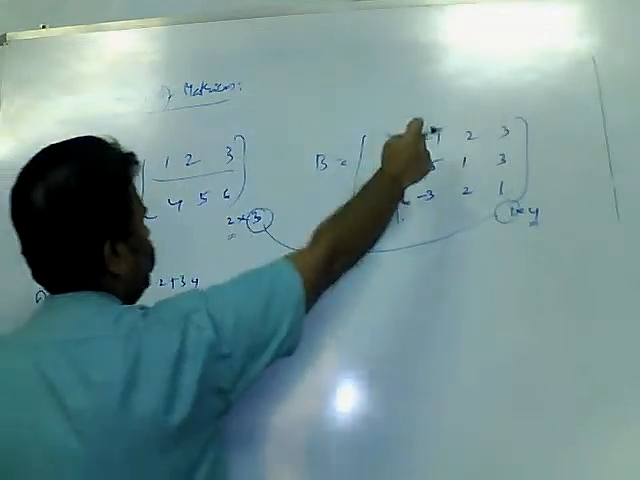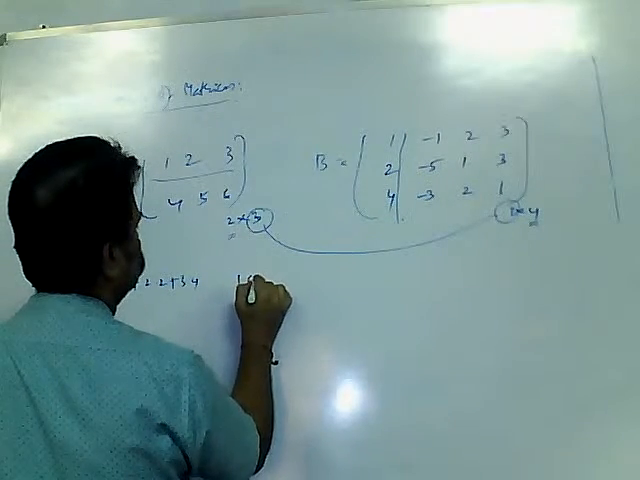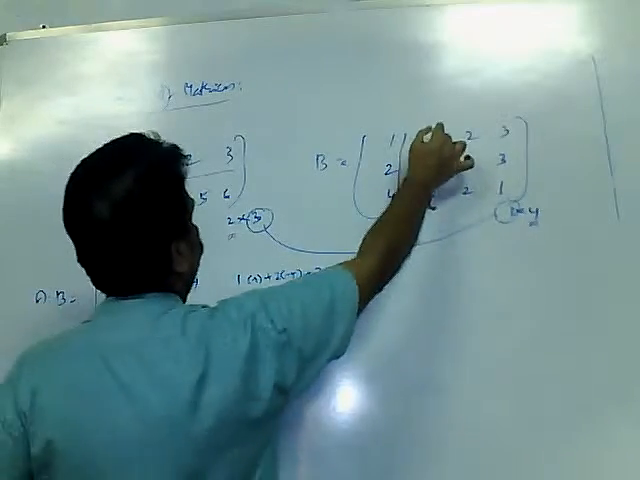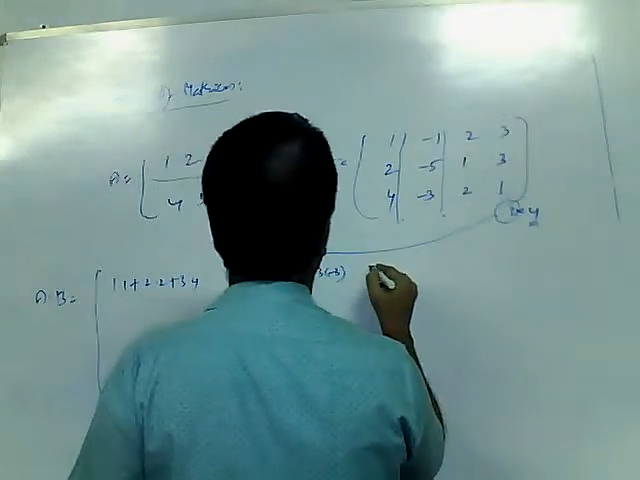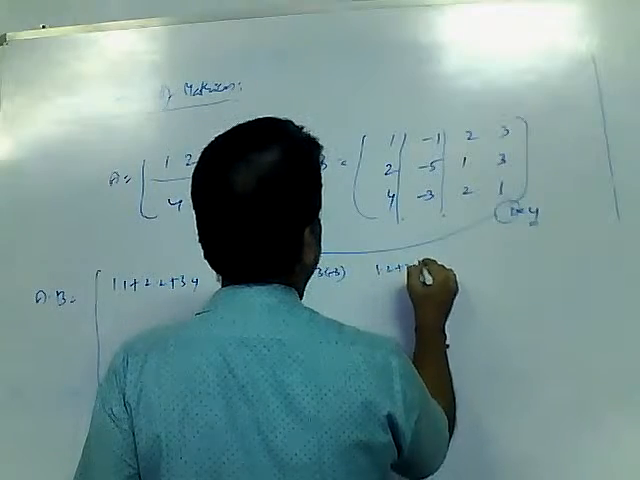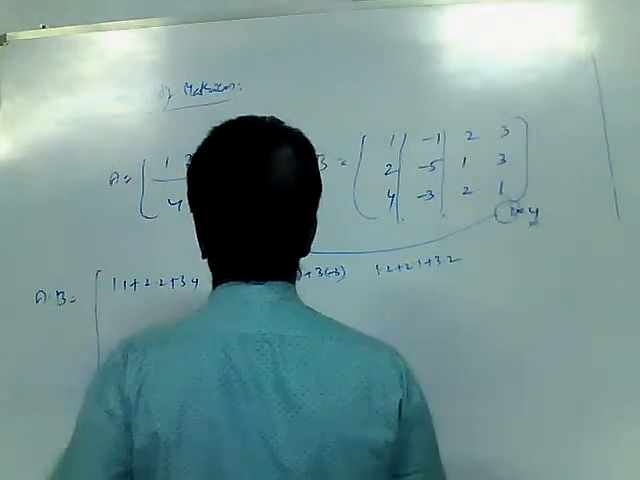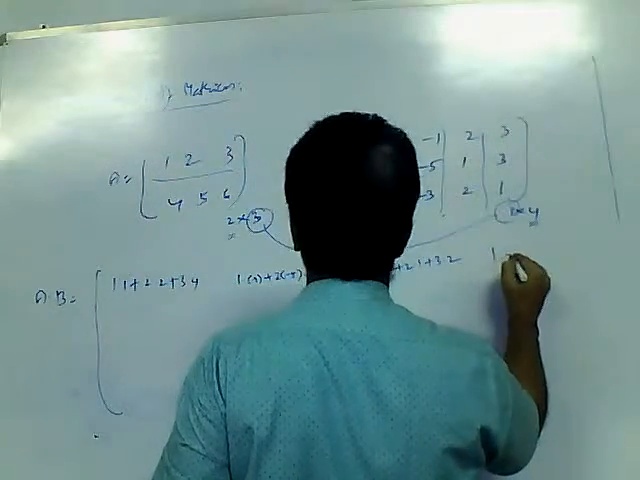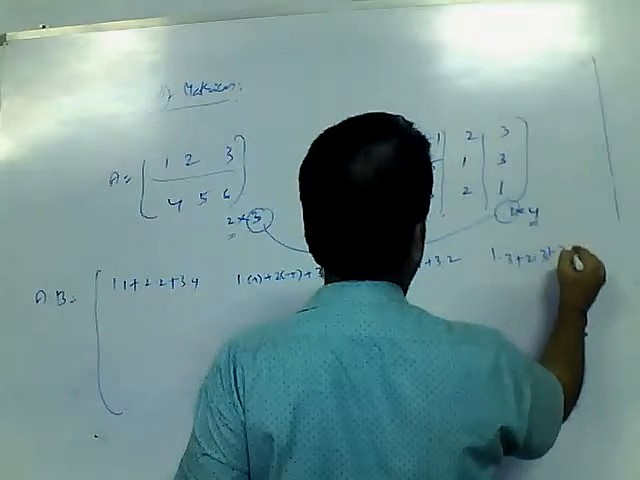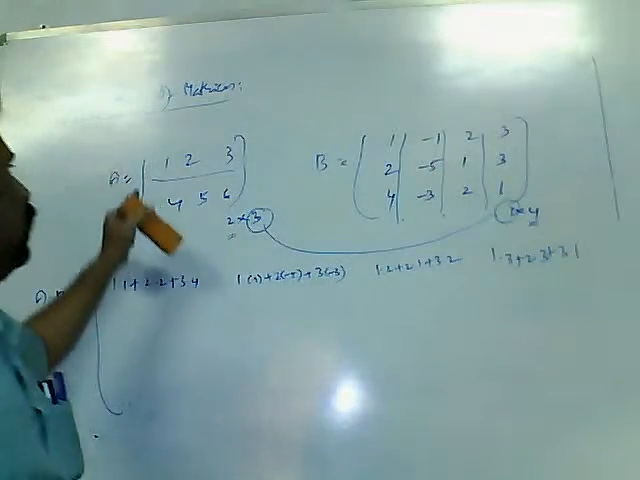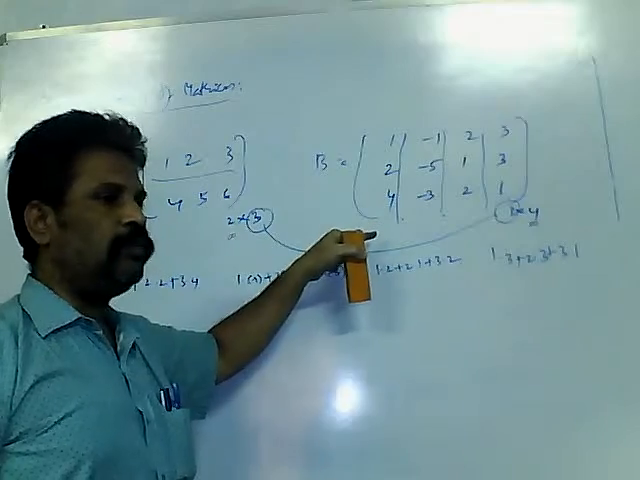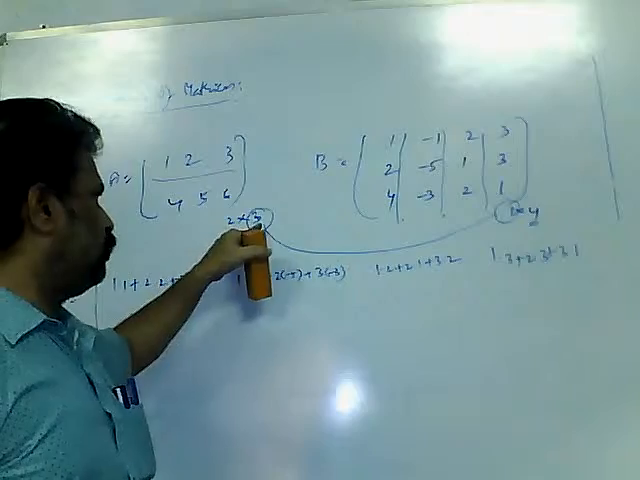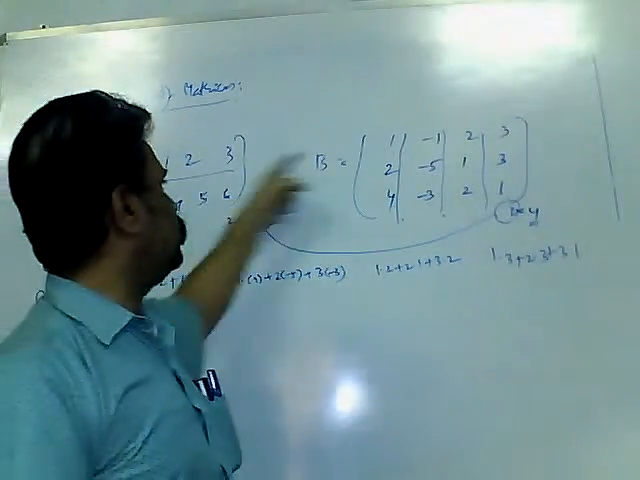Again, first row, second column: 1 into minus 1 plus 2 into minus 5 plus 3 into minus 4. Again, first row, third column: 1 into 2 plus 2 into 1 plus 3 into 2. Again, first row, fourth column: horizontally and vertically, you go like this, corresponding elements: 1 into 3 plus 2 into 3 plus 3 into 1. I think that's clear. I took the first row and multiplied correspondingly with the elements of each column. Because if 3 doesn't match here, automatically these two don't match.